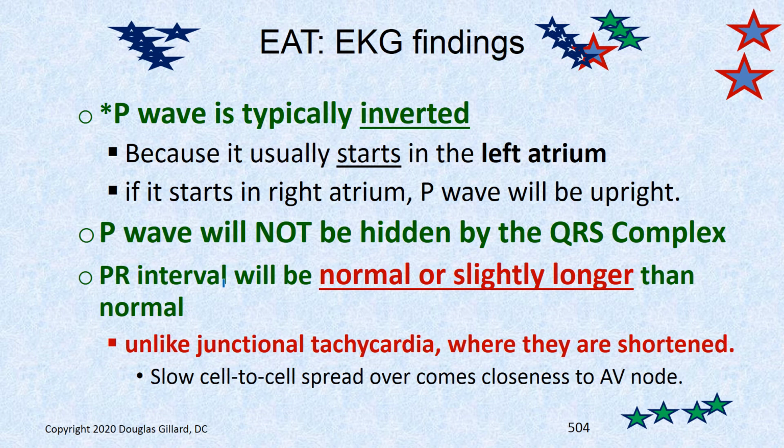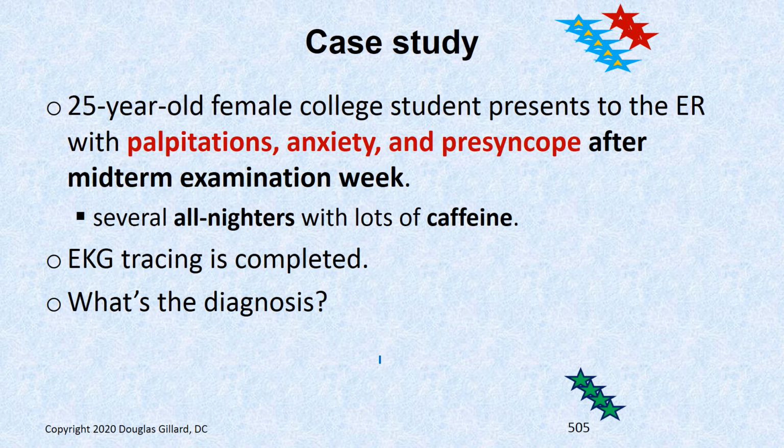Okay, the PR interval will be normal, maybe a little bit longer. You'll definitely be able to see a PR segment. In junctional tachycardias, you don't see a PR segment, and the PR interval is short.